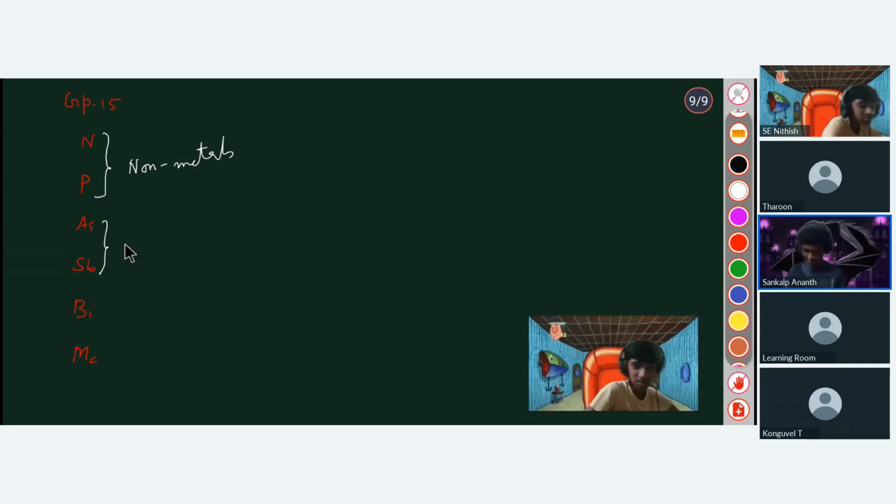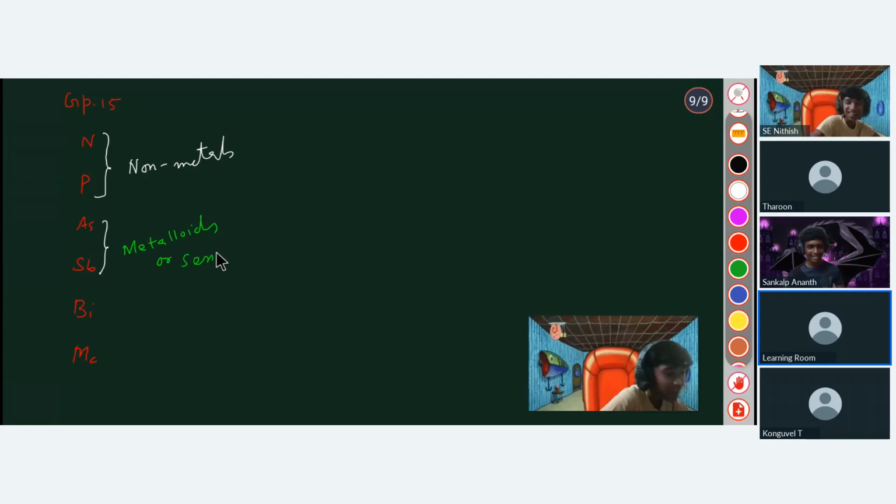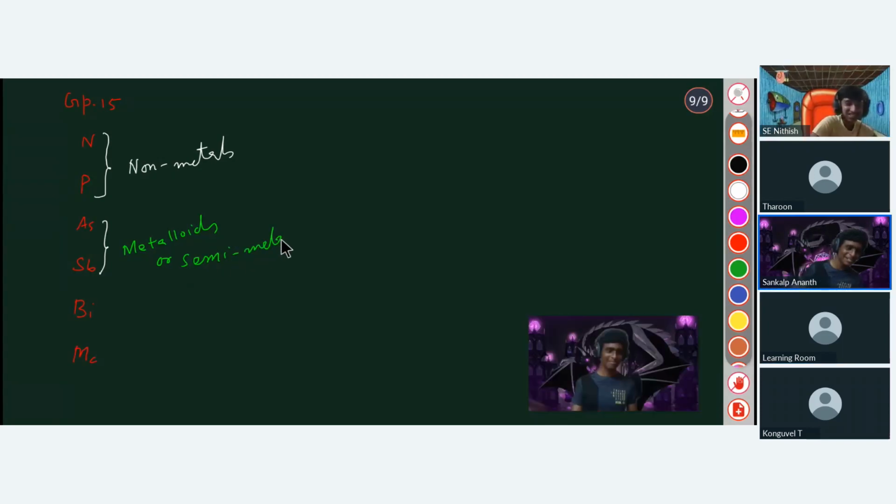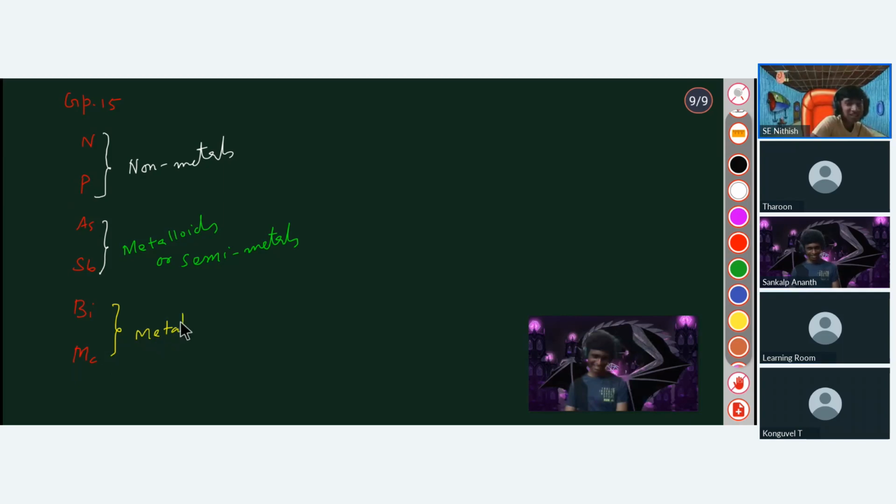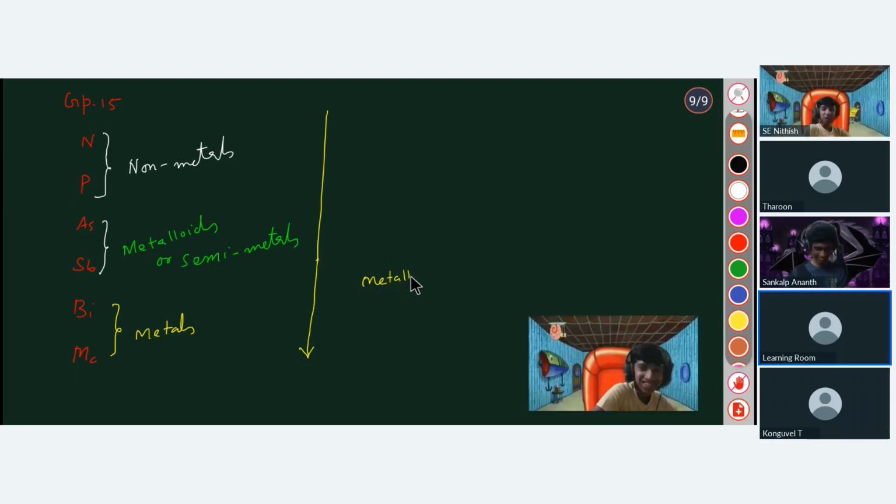They are noble gases. No, they are metalloids, semi-metals. And what are the next ones, bismuth and moscovium? They are metals. Right. So what happens from top to bottom? From top to bottom they change from non-metals to metalloids to metals, so metallic character increases.